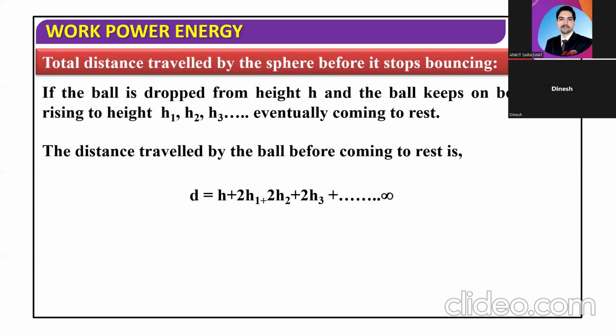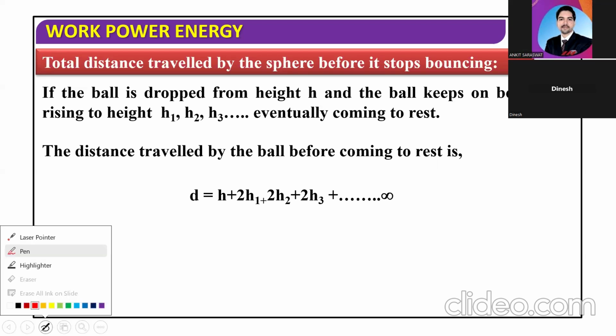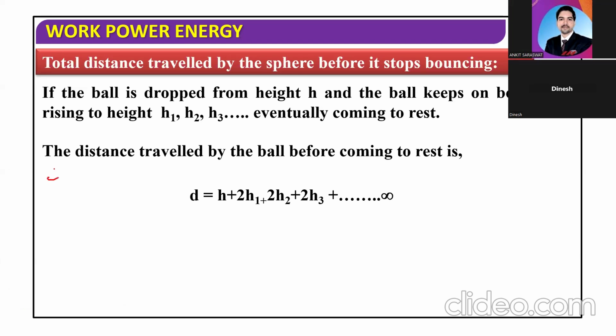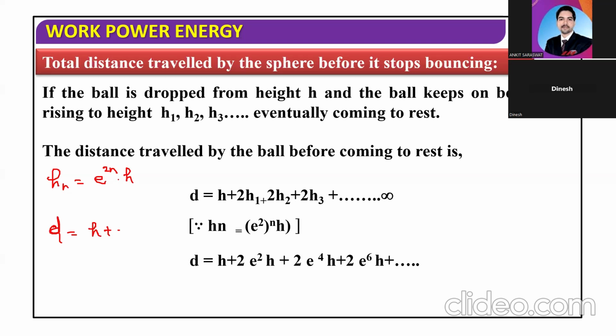After the nth bounce, what we have learned is that the height will be e to the power 2n times h. First bounce, how much height? H1. Second bounce, H2. Clear? Second bounce, just put n equal to 2.